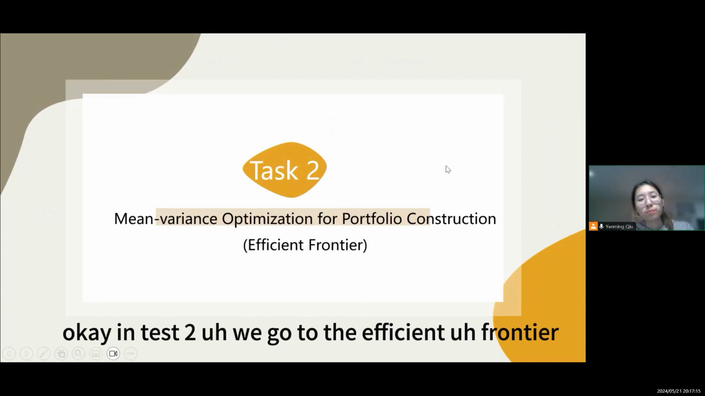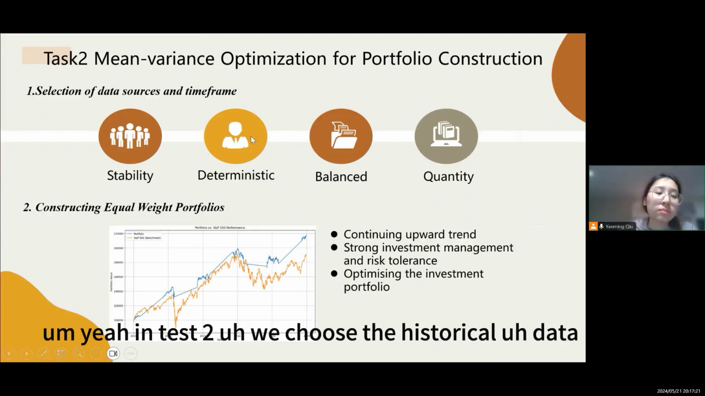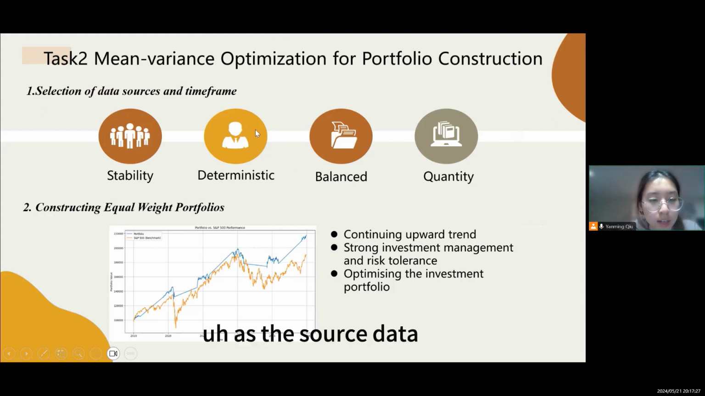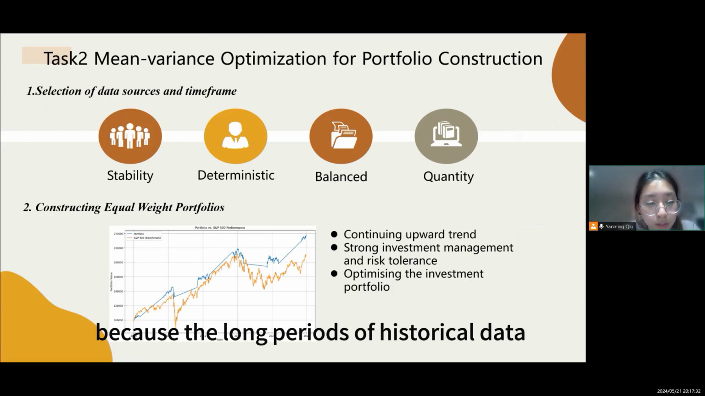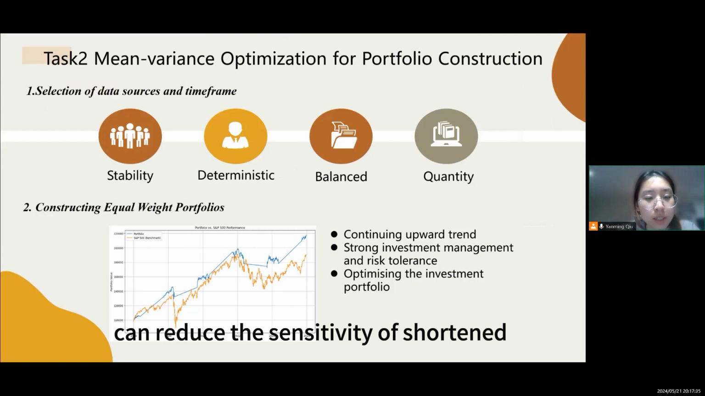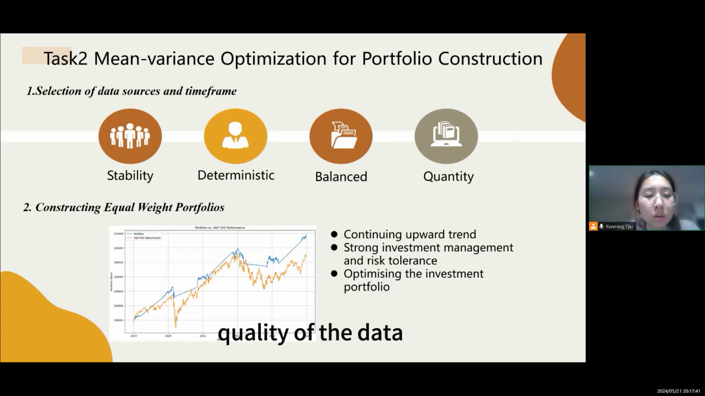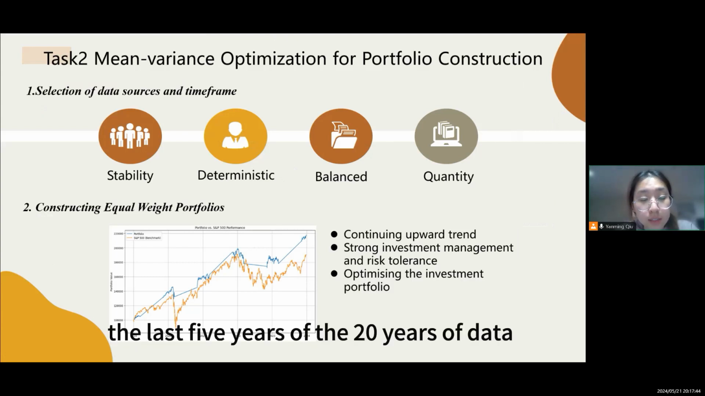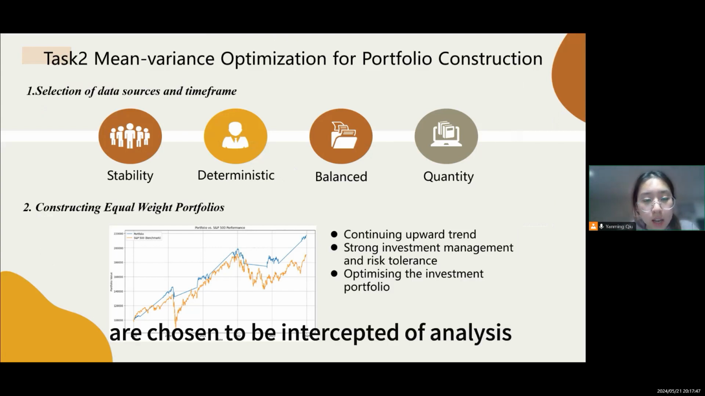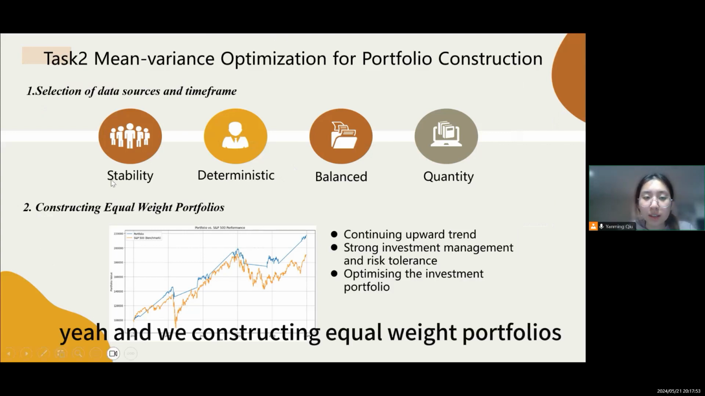Okay, in text 2, we go to the efficient frontier. In text 2, we choose historical data as the source data for this section because long periods of historical data can reduce the sensitivity to short-term changes. And in order to achieve a balance between the quantity and quality of the data, the last 5 years of the 20 years of data are chosen to be intercepted for analysis. And we construct equal weight portfolios.